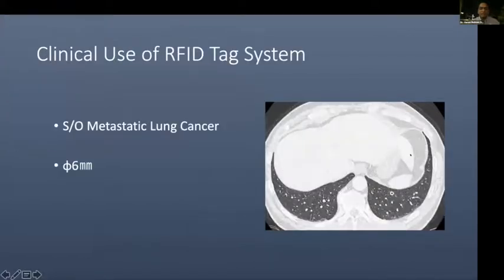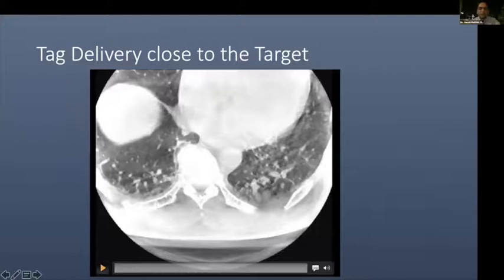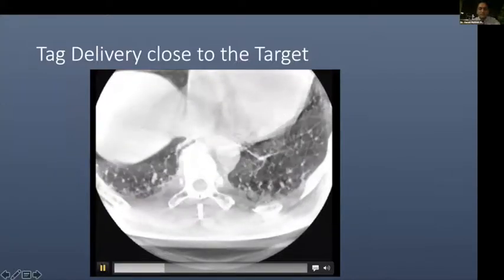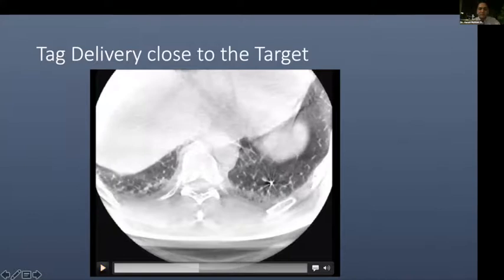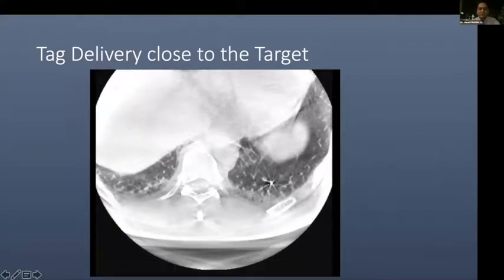And so here's an example. These are his slides, he sent it to me. A small lesion here that's 6 millimeter in size. He used a bronchoscope to localize the lesion. And you can see this RFID is very, very small. Yeah, let me pause it there. There we go. He put it over there, and the lesion is close to it.